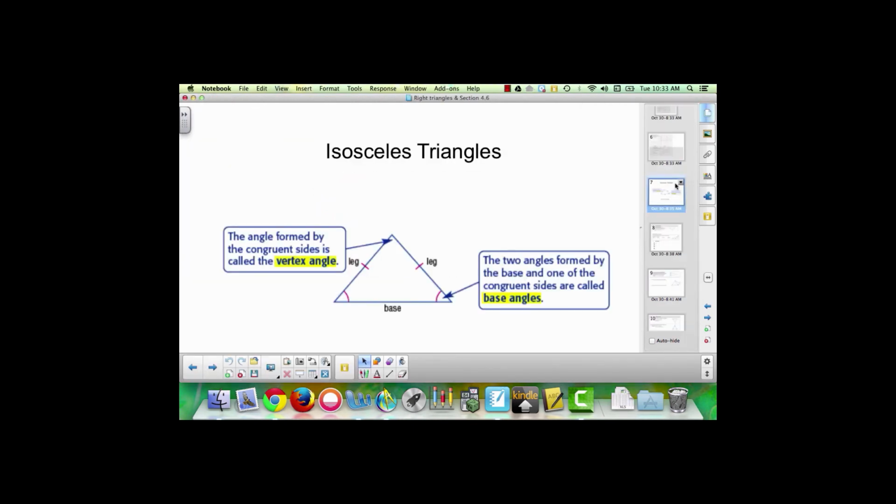Finally, we're going to look at isosceles triangles. Remember, isosceles triangles are triangles where at least 2 of the sides are congruent. We call those 2 congruent sides the legs. The third side is called the base. In an equilateral triangle, since all of the sides are congruent, any 2 sides can be the legs, and the third side can be called the base. The angle made by the 2 legs is called the vertex angle. The angles made by a leg and the base are called the base angles.